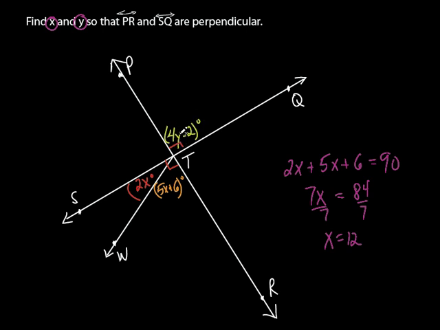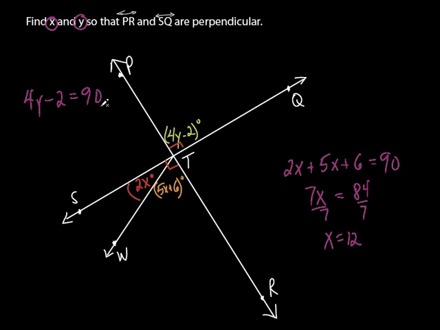Remember I put that little box there? 4y minus 2, that whole big angle right there is what type of an angle? Well, it's a right angle because it's perpendicular. All right, so 4y minus 2 also has to be 90. So that's what I'm going to write. 4y minus 2, I'm going to set that equal to 90.